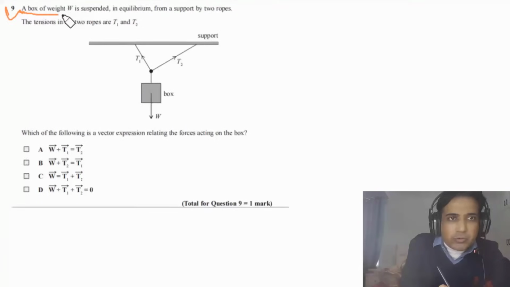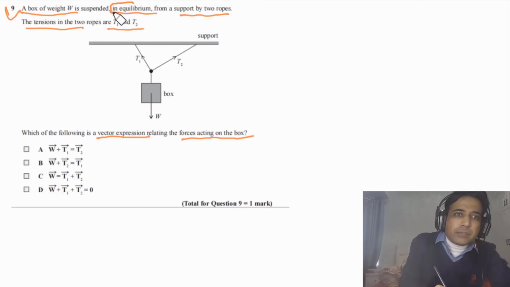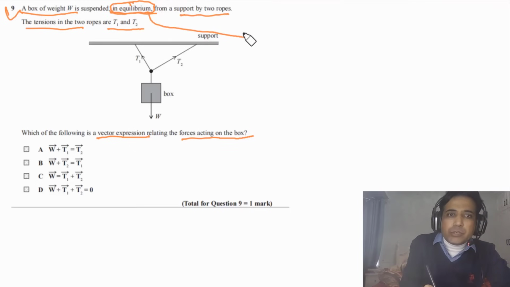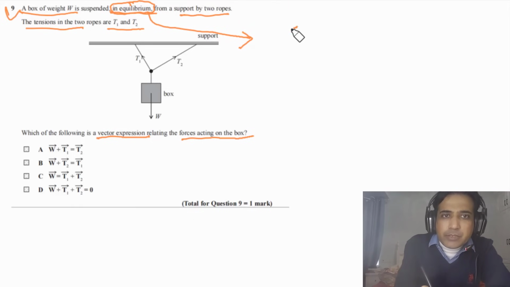Question 9 says, a box of weight W is suspended in equilibrium from a support by 2 ropes. The tensions in the 2 ropes are T1 and T2. Which of the following is a vector expression relating the forces acting on the box? In this question, it is given to you that the box is in equilibrium. So now simply you need to understand what is the meaning of equilibrium. Equilibrium simply means that the vector sum of the forces has to be equal to 0.